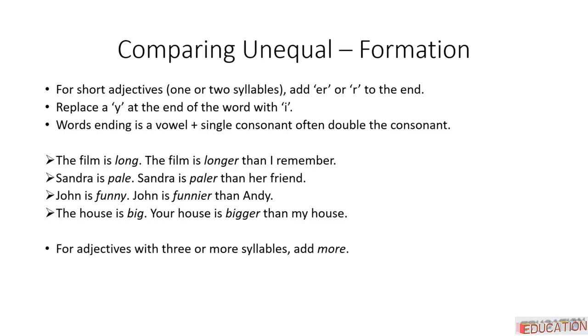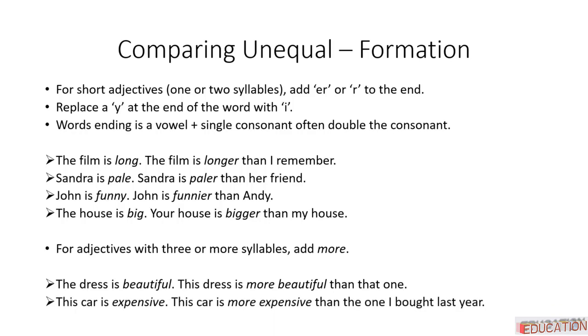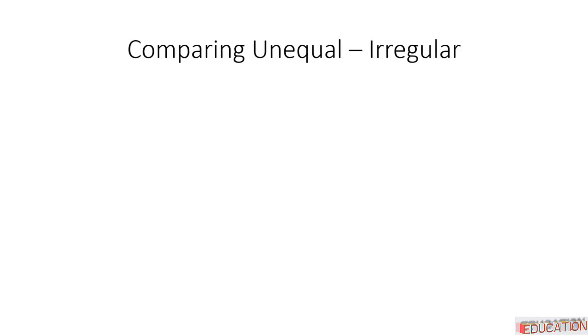And for adjectives with 3 or more syllables, we add more before the adjective. The dress is beautiful. This dress is more beautiful than that one. This car is expensive. This car is more expensive than the one I bought last year. If we try to say expensiver or beautifuler, it gets a bit unwieldy, and that's why after 3 syllables we just add a more in front of it to make the comparative. There are, of course, as is English, irregular versions.